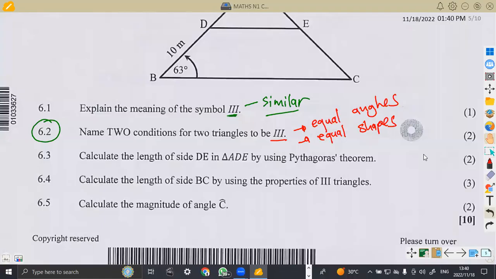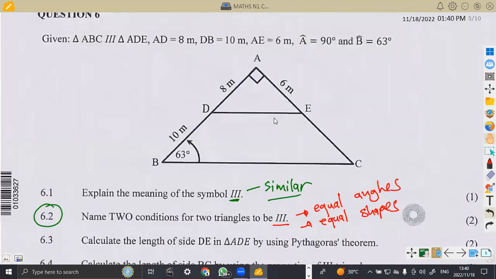6.3, calculate the length of the side DE by using Pythagoras theorem. This is our DE. As you can see, this angle is 90 degrees, so we can apply Pythagoras, because this is our hypotenuse. Hypotenuse squared is equal to side squared plus side squared. Our hypotenuse is DE, so DE squared is going to be the sum of the squares of the other sides.